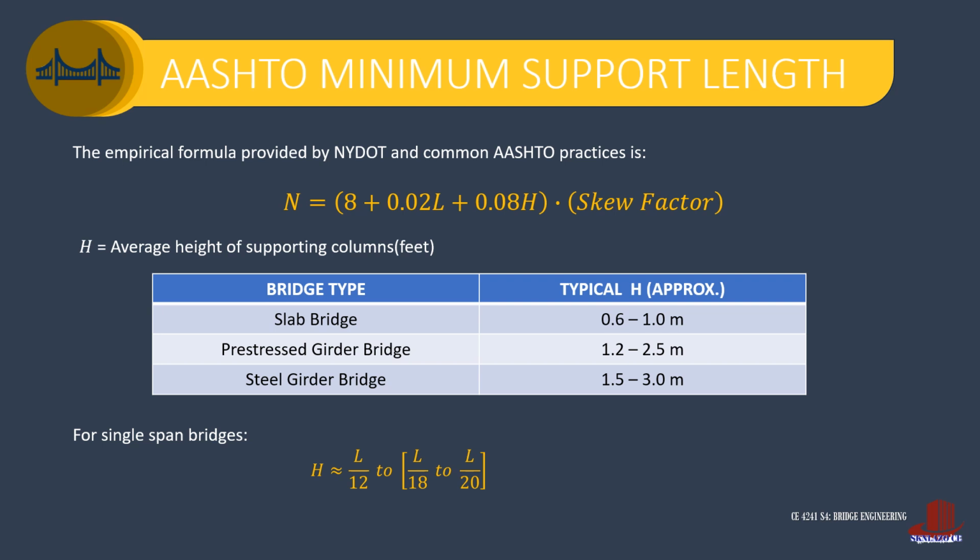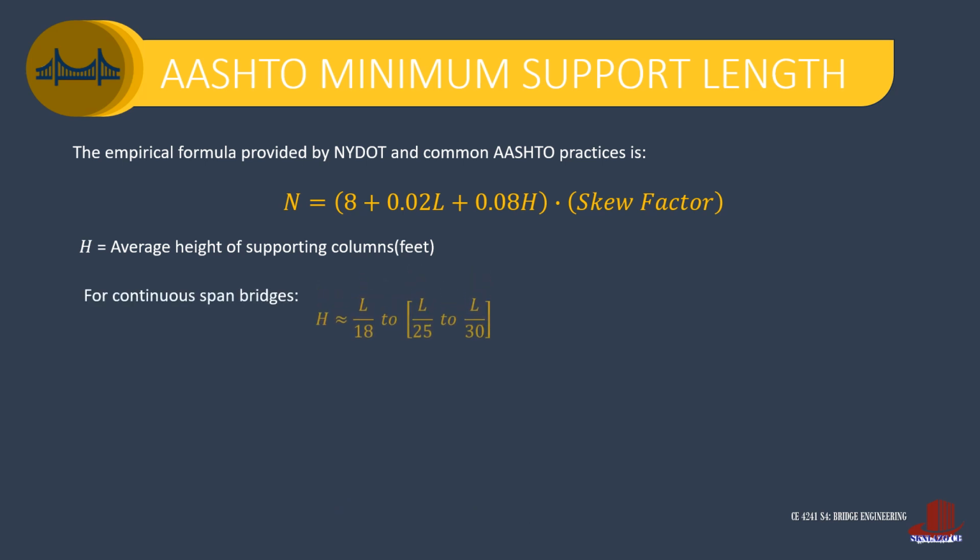That is, for single span, H is around L over 12, to L over 18, to L over 20. L divided by 12 is used for conservative design, and the range L over 18 to 20 is for efficient systems. For continuous span bridges, H is then computed as L over 18, or L over 25 to L over 30. The first is for conservative design, and the range after is for optimized design.